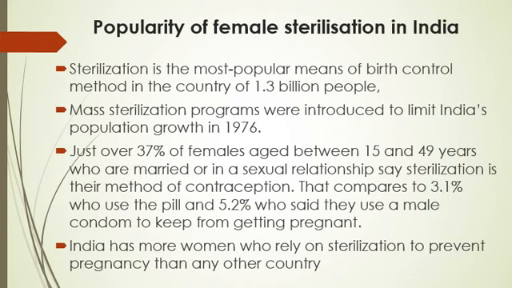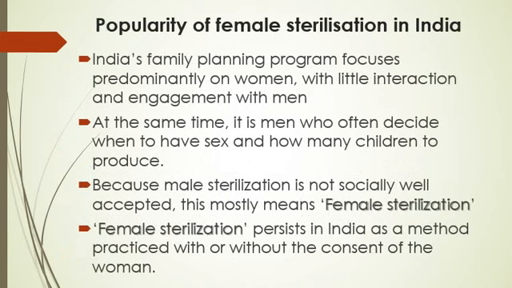So India has more women who rely on sterilization to prevent pregnancy than any other country. India's family planning program usually focuses predominantly on women, with little interaction and engagement of men. So it is the women who suffer, who have to bear the children, who bring up the children, and they know their difficulties. But at the same time, it is the men who often decide when to have sex and how many children to produce, and women usually don't have any say.